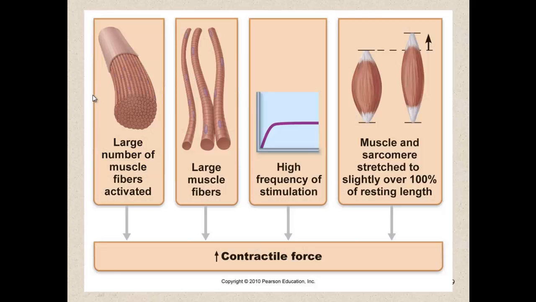Looking at the contractile force of a muscle, it depends, one, on how many motor units are responding. If we have a large number of muscle fibers activated, we're going to get a stronger contraction out of that muscle. If we have larger muscle fibers contracting, we're going to get a stronger contraction. For example, the muscle fibers in your thigh, in your quadriceps and hamstrings, are much larger than the muscle fibers in your eyelid, so you're going to see a distinctly larger contractile force from those larger muscle fibers.